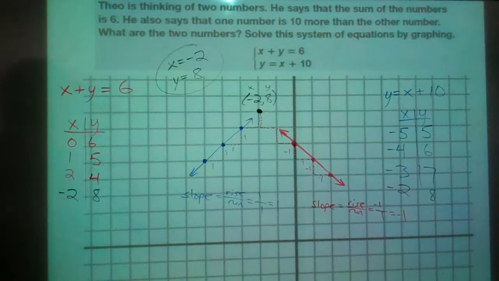Alright, that is all I have for us today. Like I said, we will work with this in the future, especially in algebra, where we will find a different way to do this, but this is the meaning behind it. Whenever we solve a system of equations, that's when 2 points cross, or where 2 lines cross at a certain point.